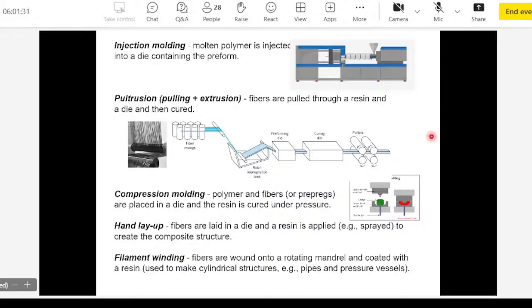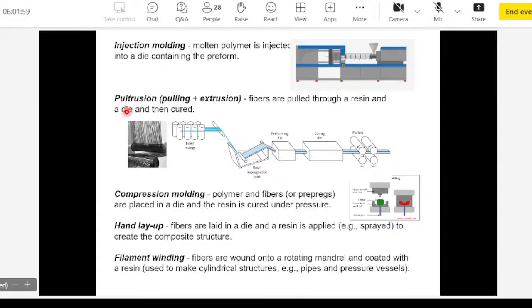What are some common methods to make polymer composites? There are a whole bunch of those. Injection molding is very commonly used. Basically, you inject a molten polymer in a die in which you already have a prefabricated fiber preform. So under pressure, the liquid polymer will combine with the preform, and after cooling, you will get a composite material.